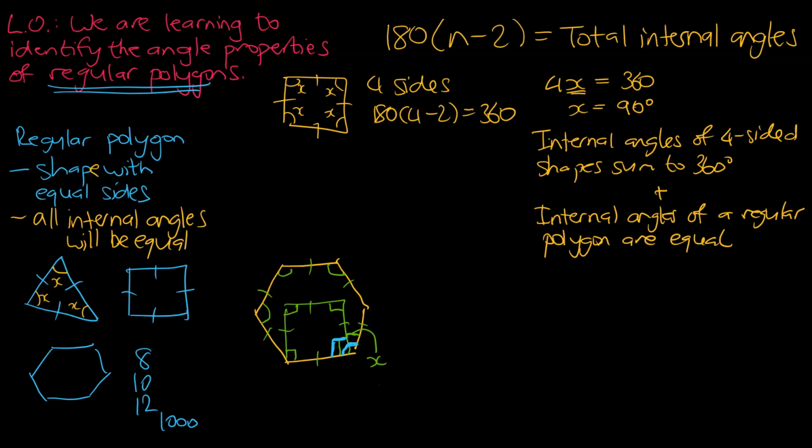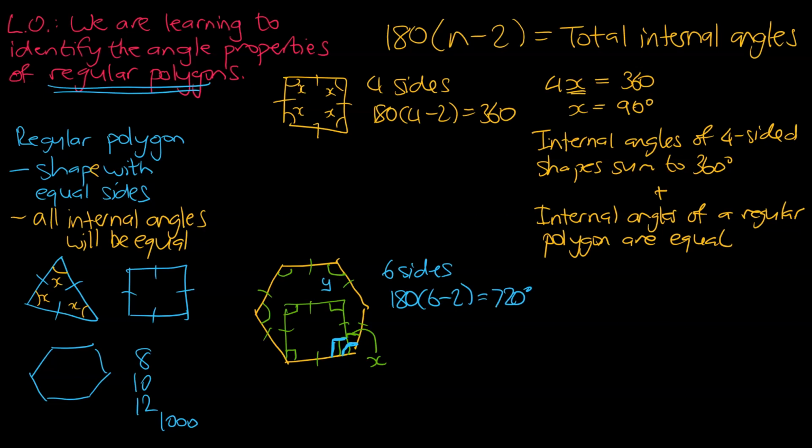So let's get into that. So the first step is, well, what's y going to be? What are the internal angles of this hexagon going to be? Well, we know the hexagon has 6 sides, and we know the formula will be 180(6 minus 2), well, that's going to give us 720 degrees.